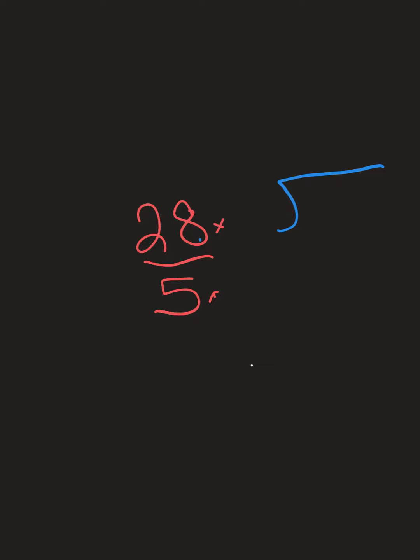So I'm going to take my numerator, put it inside here. I'm going to take my denominator and make it the divisor. And now how many 5s are in 28? Well, 5 times 5 is 25. So there are 5 in there, 5 wholes. Then 5 times 5 is 25, so I write 25 here.